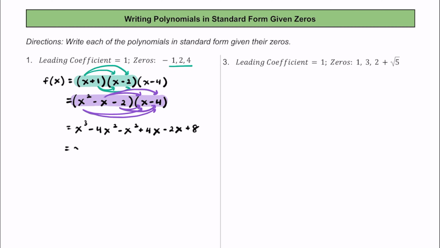Now let's see if we can combine any like terms here. There's nothing else that has a cubic degree here. Let's combine this negative 4x squared minus 1x squared. That's going to be minus 5x squared. Then we can combine over here this 4x minus 2x, that's just going to be a positive 2x, and then we have this plus 8 at the end that can't be combined, so let's just leave that constant alone. So at the end of the day, we have this polynomial of f of x is equal to x cubed minus 5x squared plus 2x plus 8.